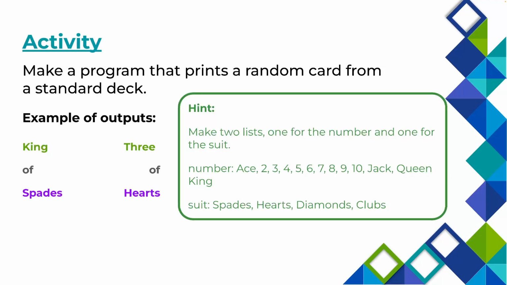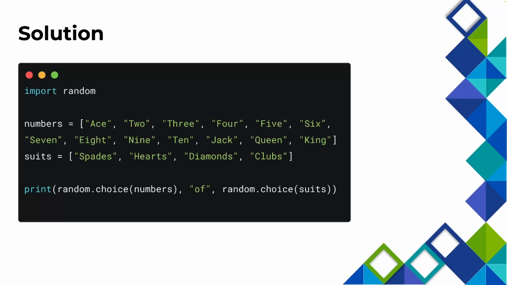All right, ready to check over your answer? Let's take a look. Here we define a list of numbers, which is ace, 2, 3, 4, 5, 6, 7, 8, 9, 10, jack, queen, and king. And we have our 4 suits as well: spades, hearts, diamonds, clubs. With these 2 lists, we can call random.choice in order to choose a random element from each list.